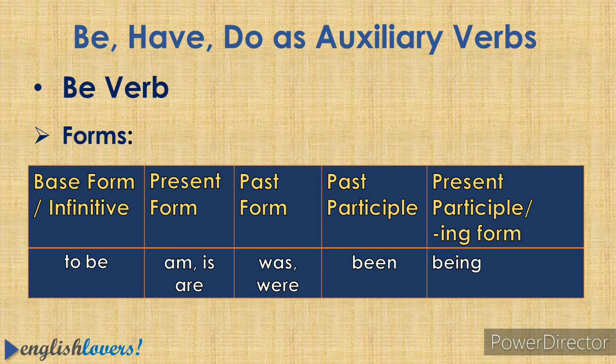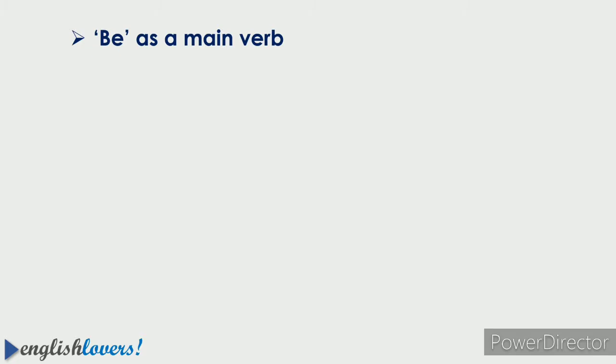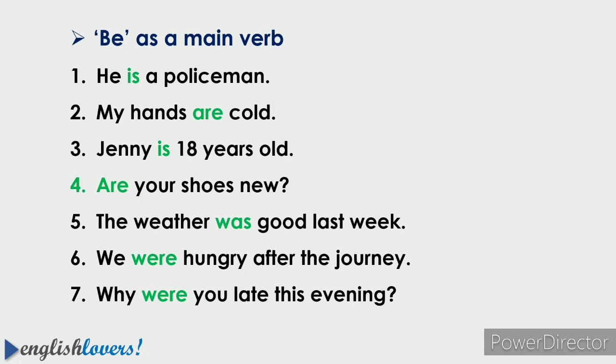So we are going to study how the verb be functions as a main verb in the sentence and how it functions as an auxiliary or helping verb in the sentence. We will see some examples and try to understand. So here are some sentences. We are going to see how be functions as a main verb in these sentences. So, he is a policeman.